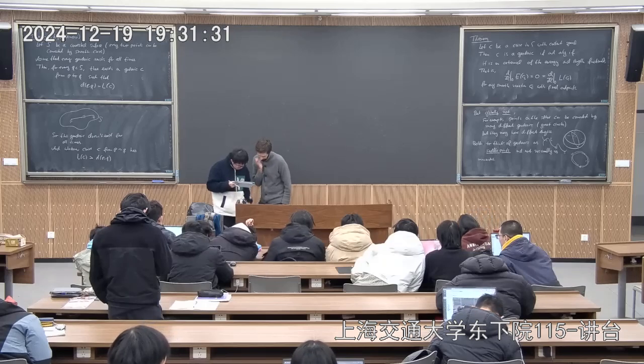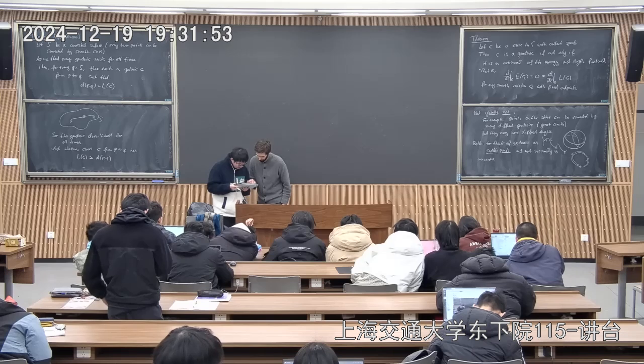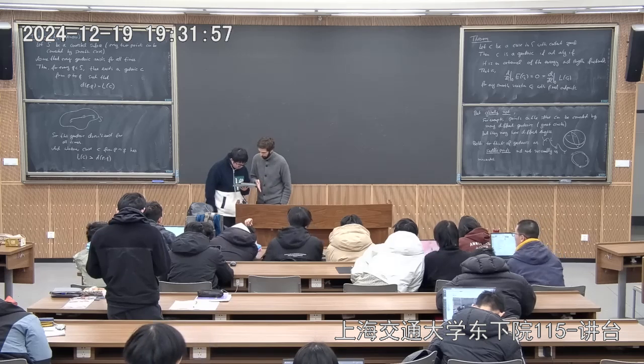So maybe it's best to read it like this. You assume that you have d/dε of the energy is 0. So in this direction, you assume that d/dε is 0 for all variations. And then you assume for contradiction that you don't have a geodesic. So if you don't have a geodesic, then we can take whatever vector field, which is just one vector field on the curve.